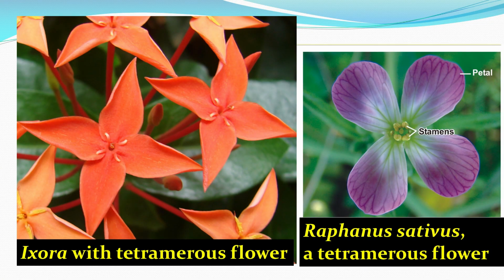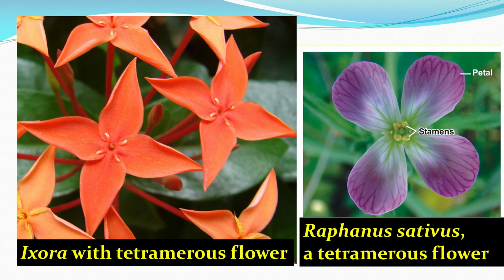Next, this one, the red flower, is clearly a tetramerous flower. This belongs to Ixora, Katharangani. This is a perfect tetramerous flower, a symmetrical flower. In this you can see all 4 petals and anthers attached to the petals.